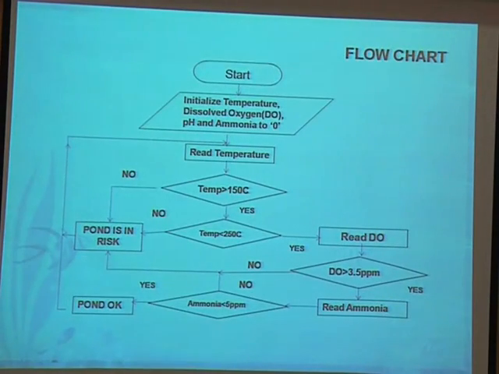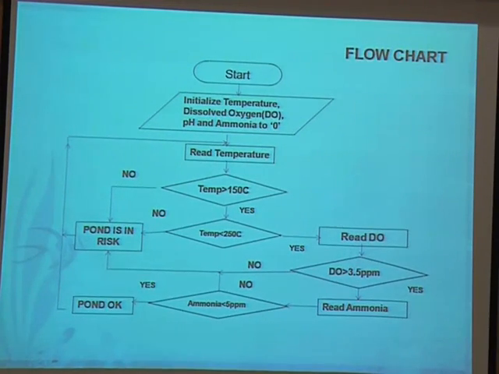This is the flowchart which we are going to implement for the proposal. First, we initialize all the parameters to 0: temperature, dissolved oxygen, all to 0. First, we read the temperature. We get the data from the temperature sensor, and after getting the data, we compare whether it is within the optimal range or not. After that, we go one by one for each sensor and get the data. Finally, if all are good, then the pond is okay.